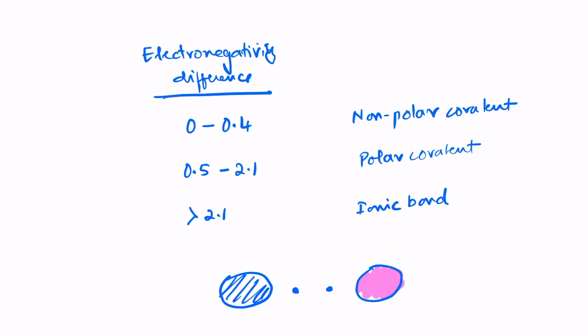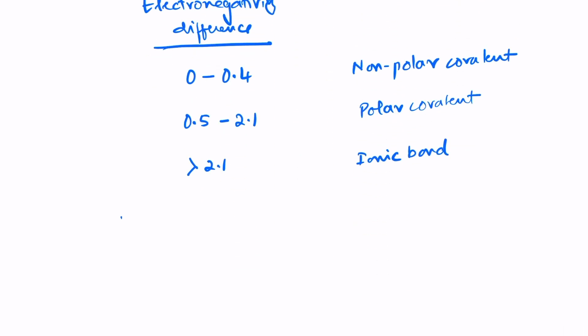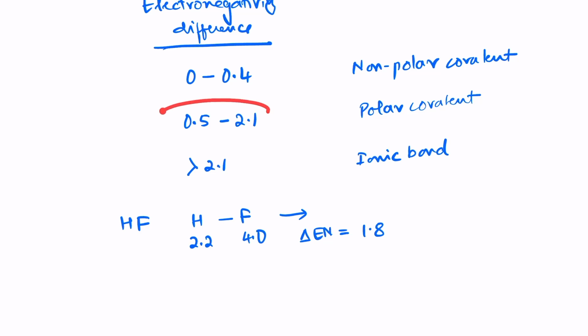Let's take a look at a few examples. Let's say you have the molecule HF, and you're trying to figure out if the bond between H and F is going to be polar or non-polar. You'll have to look it up; there is an electronegativity table or chart where you'll find the values. Usually most textbooks have those values. The value for hydrogen is 2.2, and the value for fluorine is 4.0. The difference between these two values, delta EN, is equal to 1.8. That difference falls under this category, and therefore this bond is going to be a polar covalent bond.